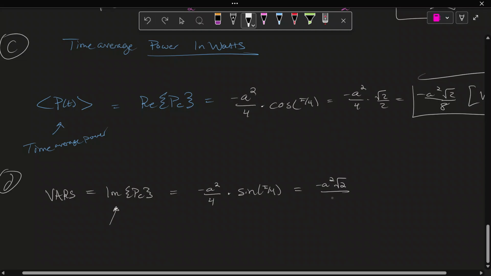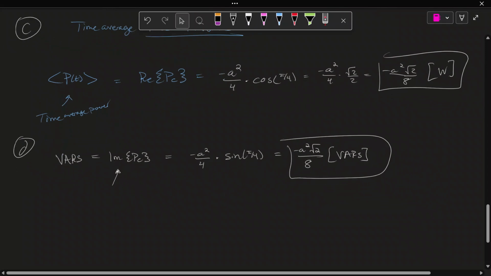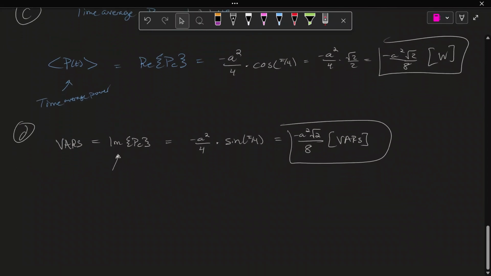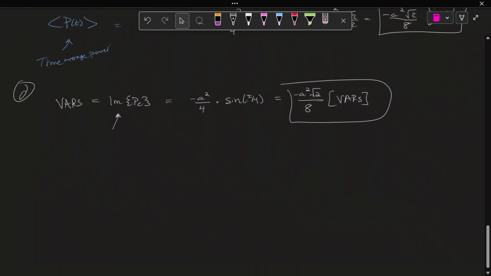Over 8. Yeah, 4 times 2. This time we're in vars. So our magnetizing vars. And this is negative, so you will have a capacitive load. So it's going to be, I believe, delivering vars. You have your capacitive banks and stuff like that. You're going to be delivering reactive power.